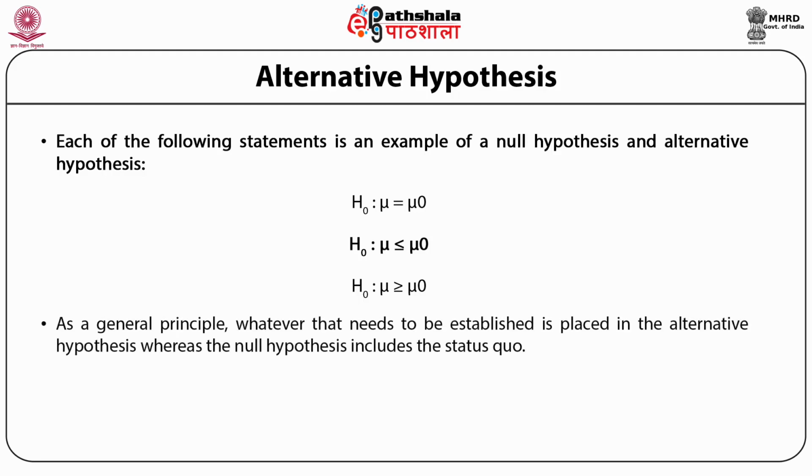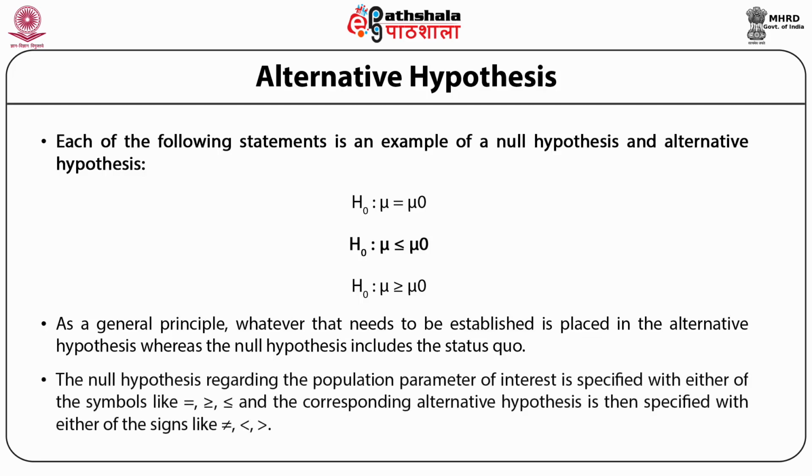So, as a general principle, whatever needs to be established is placed in the alternative hypothesis, whereas the null hypothesis will always include the status quo. The null hypothesis regarding the population parameter of interest is specified with symbols like equal to, greater than or equal to, or less than or equal to, and the corresponding alternative hypothesis is then specified with signs like not equal to, less than, or greater than.